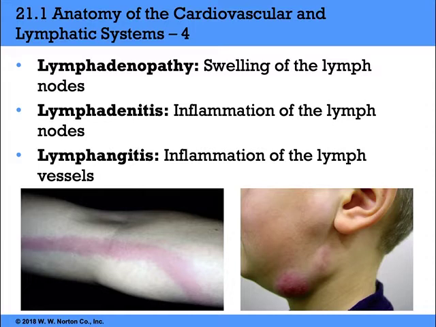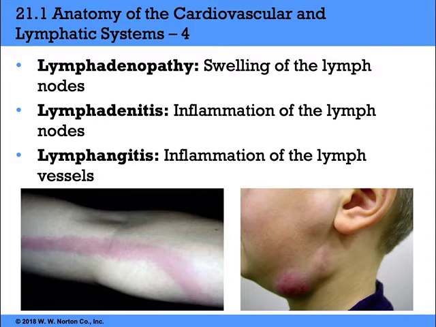So lymphadenopathy is a swelling of the lymph nodes that generally results from the fact that it's fighting an infection. Lymphadenitis is an inflammation of the lymph nodes, which is painful usually. And lymphangitis is inflammation of the vessels that lead in to the lymph nodes.